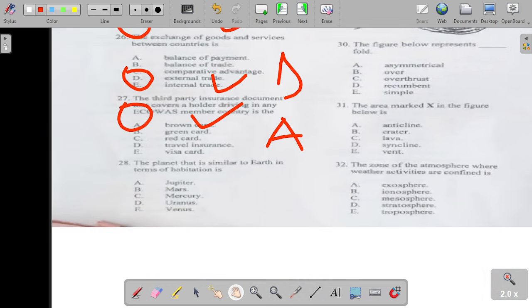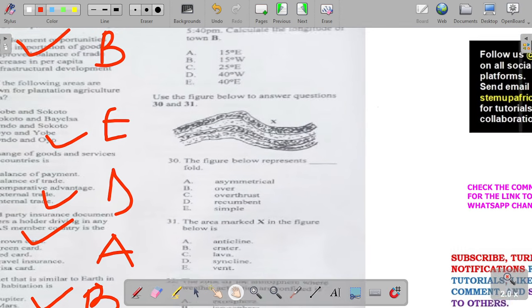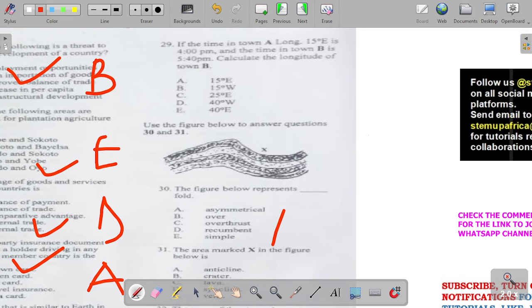28. See, the planet that is similar to Earth in terms of habitation is Mars. That is why Elon Musk and NASA are exploring Mars. 28 is B. NASA is the American space agency.